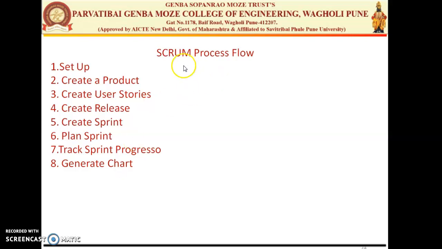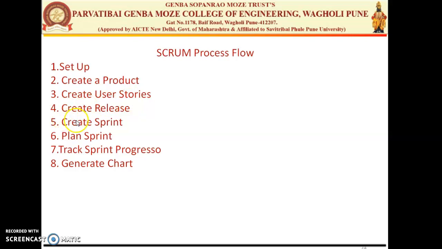So this is the flow of Scrum, which has 8 steps. First is the setup. Set up the environment and create a product. That means you need to create the product backlogs, which is nothing but the list of requirements stated by the product owner. Third is create a user story. Creating a user story means taking the requirements from the product backlog, that is a list of features, and writing them in a simple formal language so anyone can easily understand what the requirement is.